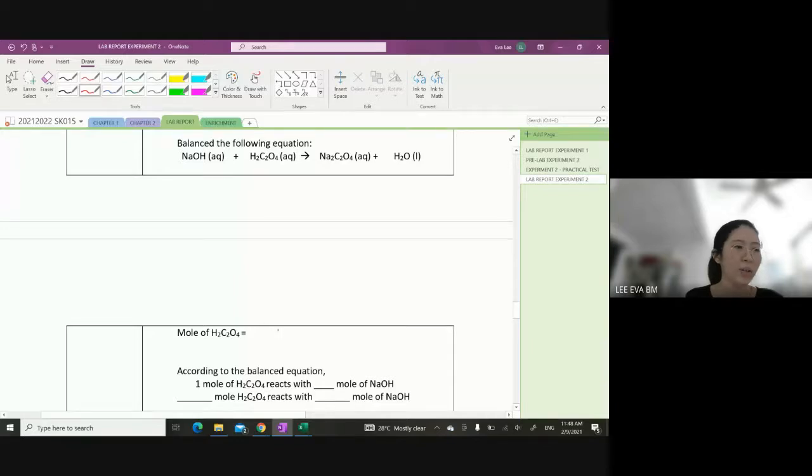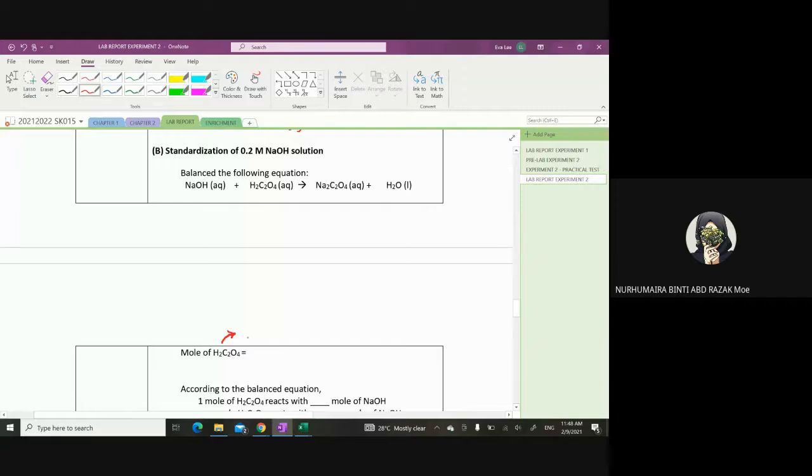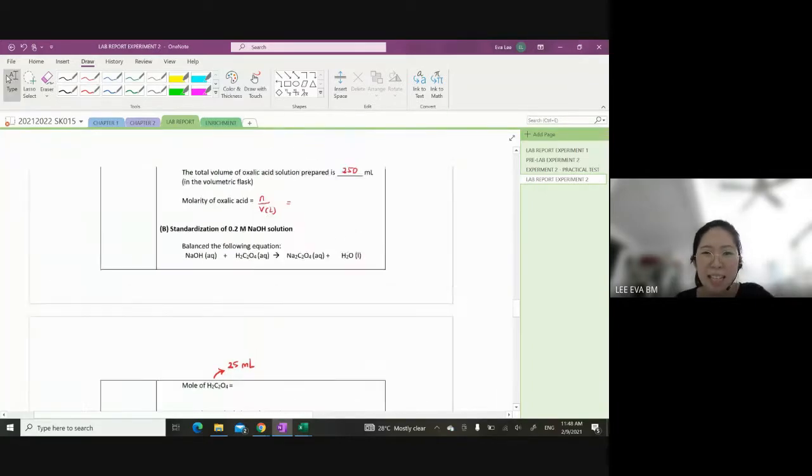Okay, for example here, mole of H2C2O4. This is in the part B calculation. So madam wants to ask, how much oxalic acid did we use in part B? Anyone? How much volume of oxalic acid did we use in part B, the one in the conical flask? Anyone remember? Nobody remembers. How much was used in the conical flask? 25. Well done.